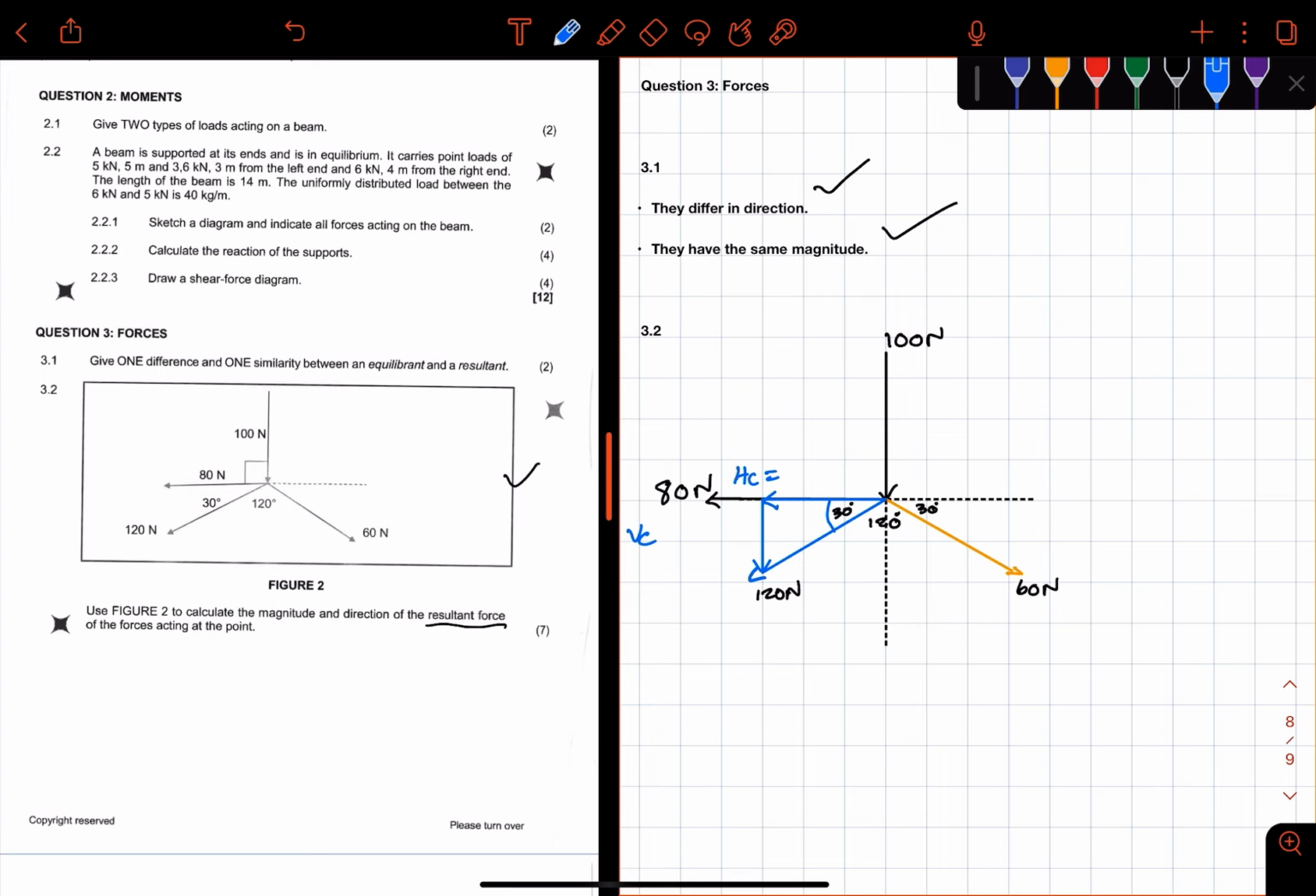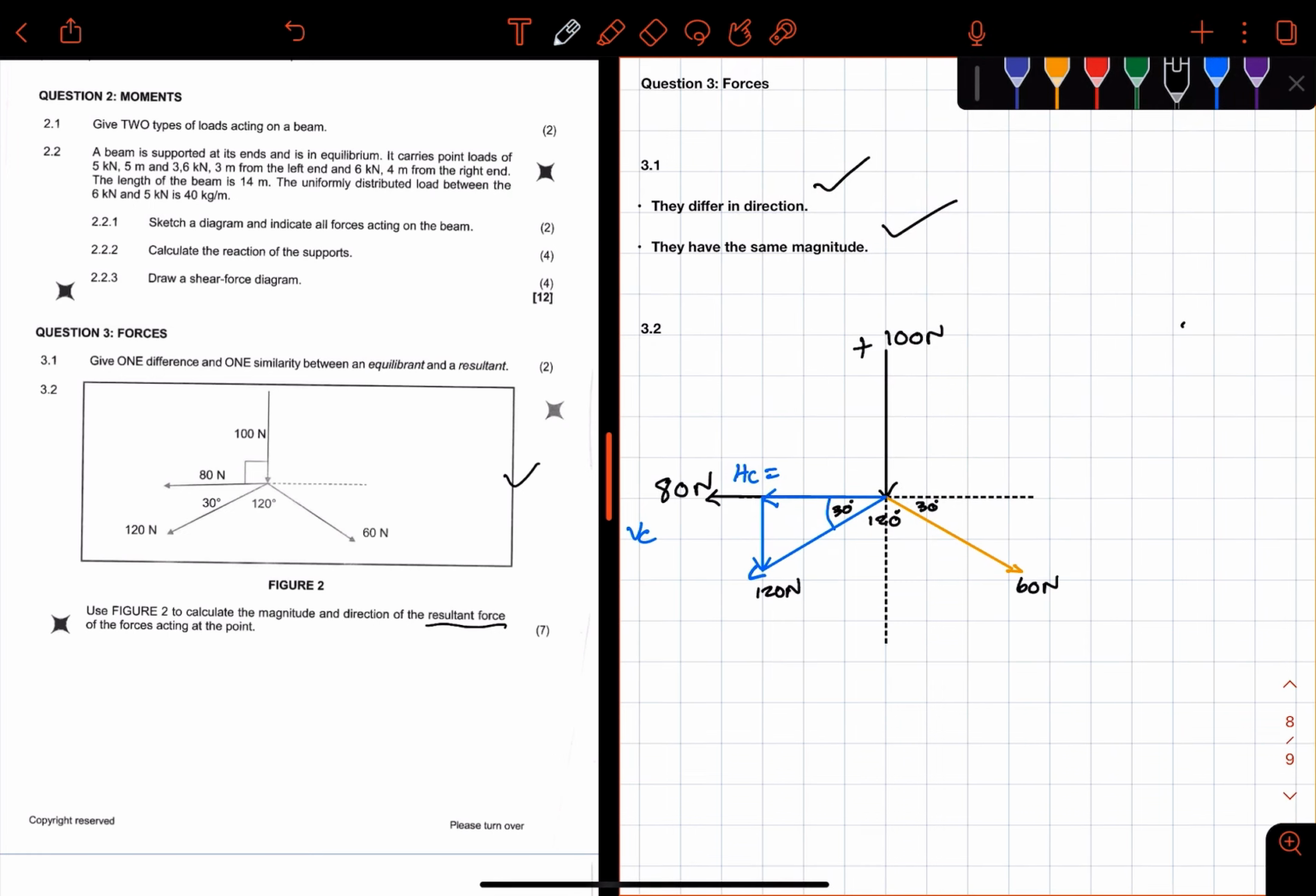Now the horizontal component is headed west, right? And remember, forces are vectors, so we have to take into consideration the direction of the force. Now forces going upward are taken as positive, forces going downward are taken as negative, forces going east are taken as positive, forces going west are taken as negative, right?